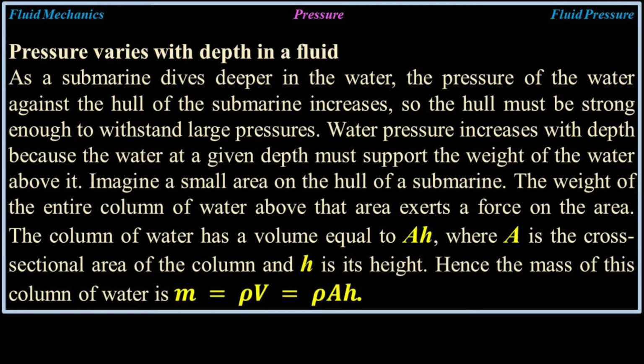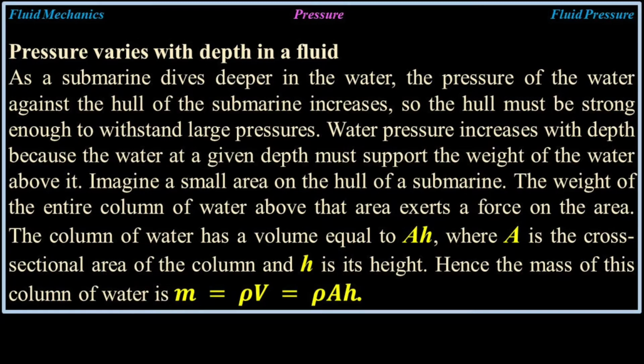Pressure varies with depth in a liquid. As a submarine dives deeper in the water, the pressure of the water against the hull of the submarine increases, so the hull must be strong enough to withstand large pressures. Water pressure increases with depth because the water at a given depth must support the weight of the water above it.